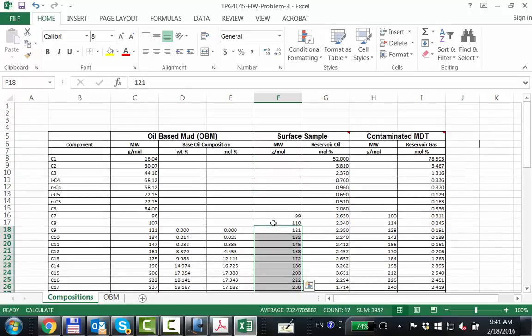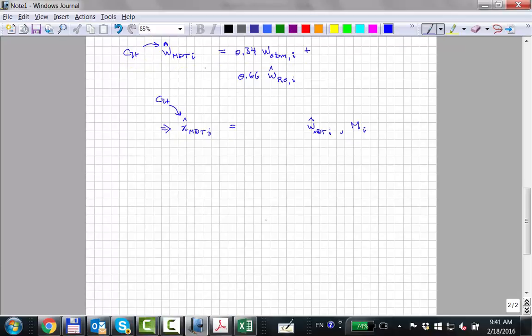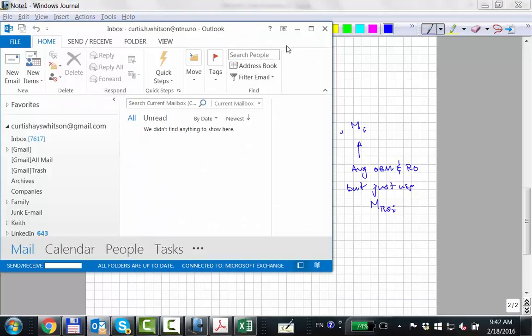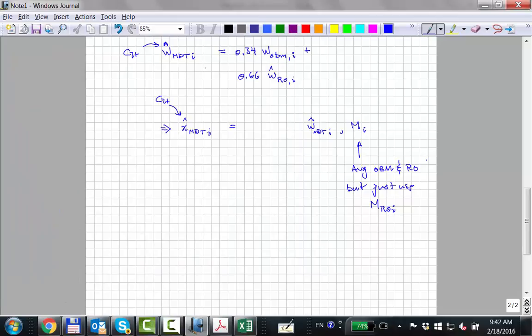You can calculate the average. This would be the average of the oil-based mud and the reservoir oil, but I'm just going to simplify and use the molecular weights of the reservoir oil components. Okay, you don't need to go calculate this average. So just say that that's approximately equal to the values of molecular weights given for the reservoir oil.